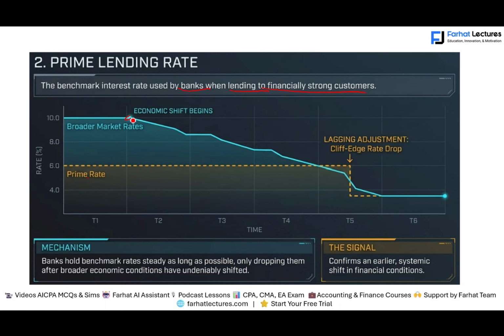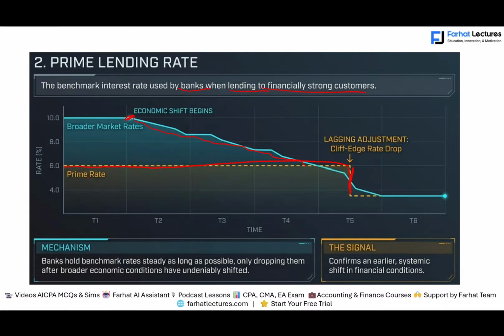So when the economy shifts, the overall market rate will go down. Then the government might intervene and make some policy changes. Then the prime rate that the bank charges will drop like a cliff. When this changes, we're already into a recession, because they don't do it immediately. They do it every several months after the decline in the market interest rate.